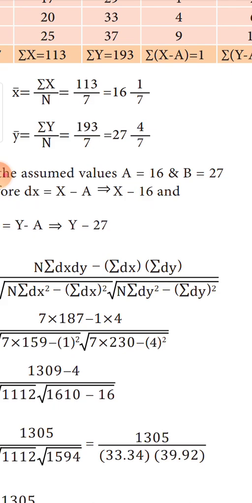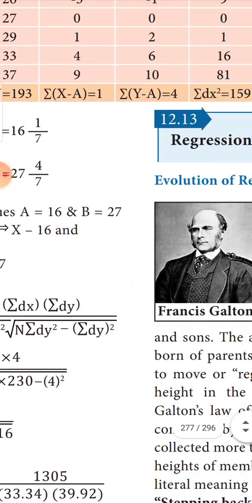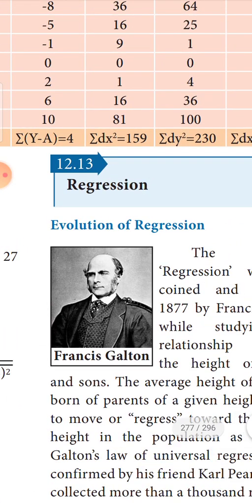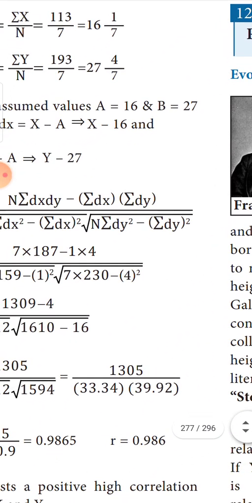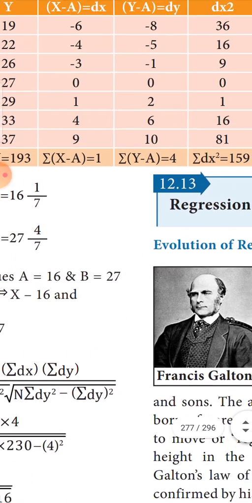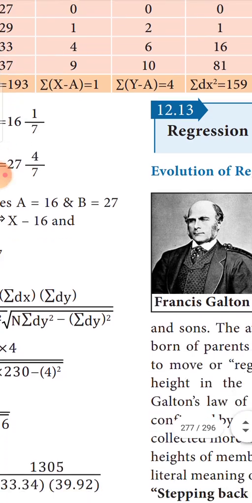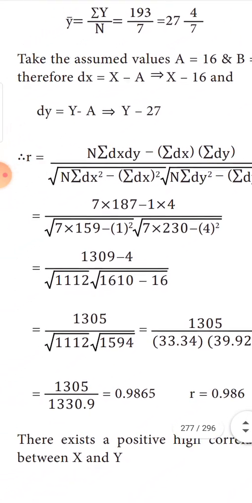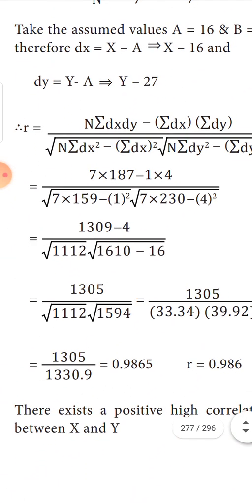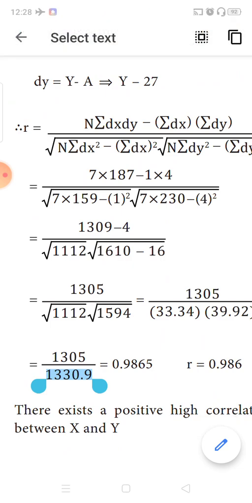Square into square root of n. The value of n is 7. Sigma dy square. The value of sigma dy square is 230. 7 into 230 minus sigma dy. Y minus a. It is 4. 4 the whole square. Now simplify everything. Again, please cross check if all whatever you have written is correct from the table.